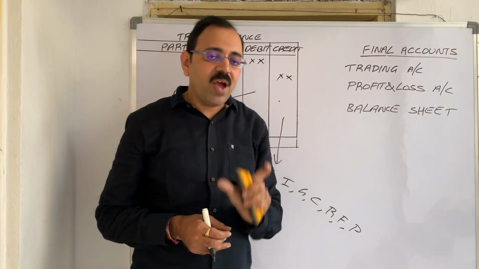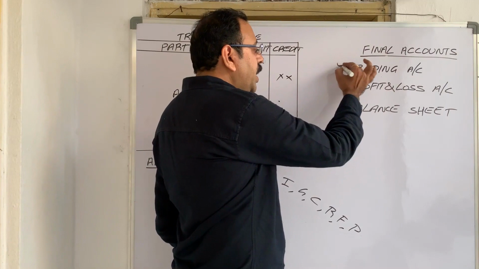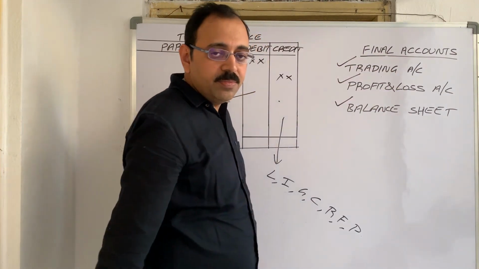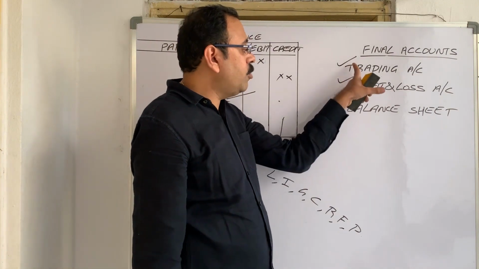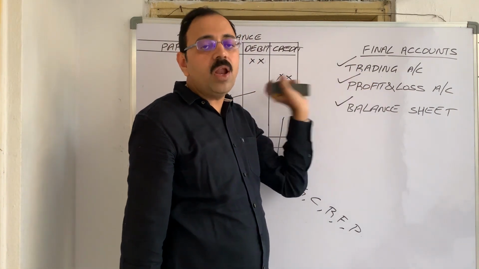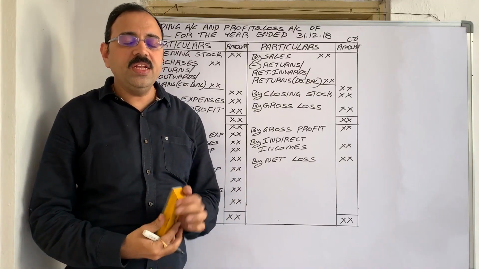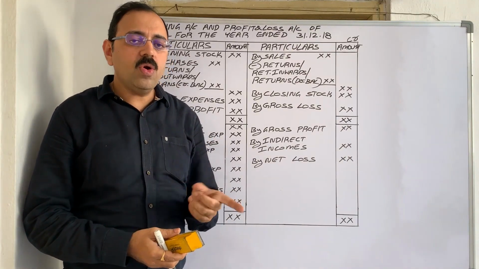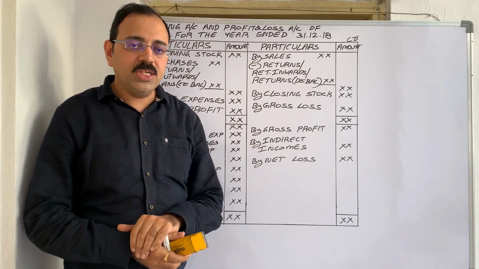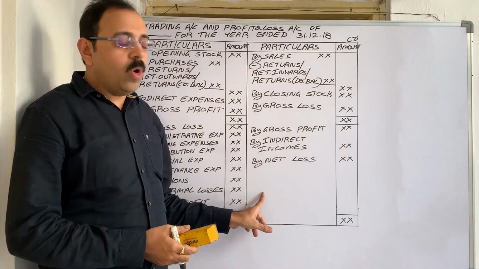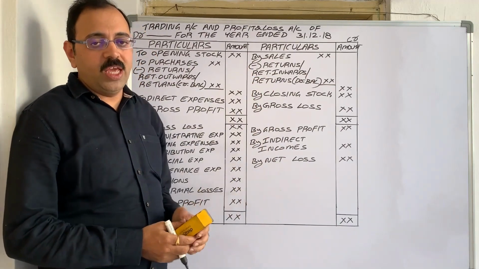The final accounts of a trading concern include the trading account, profit and loss account and balance sheet. So first we will see the trading account and profit and loss account. Final accounts of a trading concern contain three things: trading account, profit and loss account and balance sheet. Trading account and profit and loss account, both we prepare in one table only.